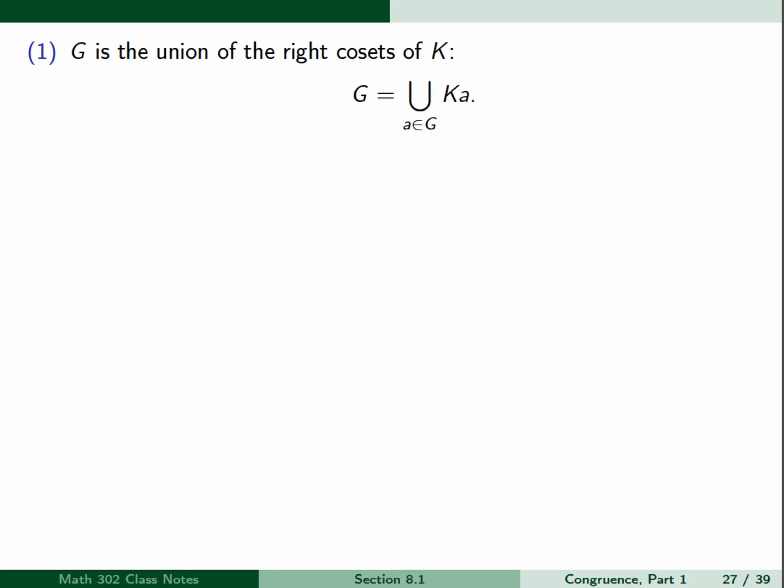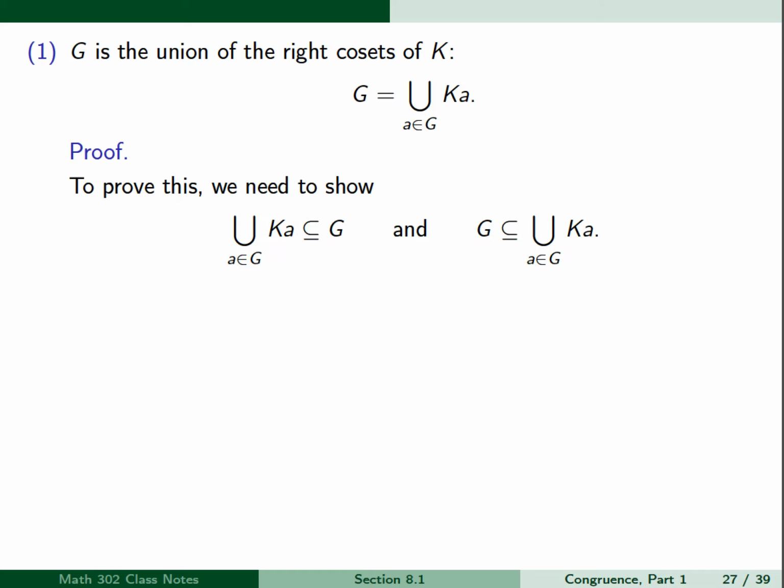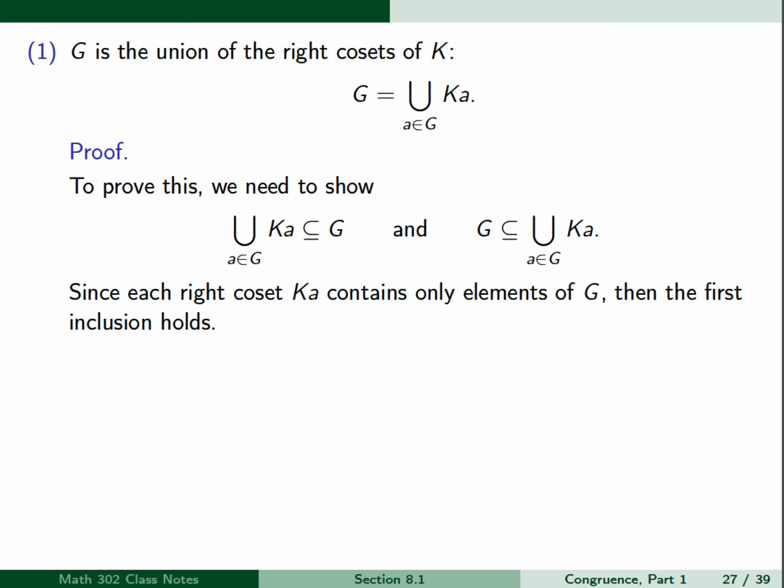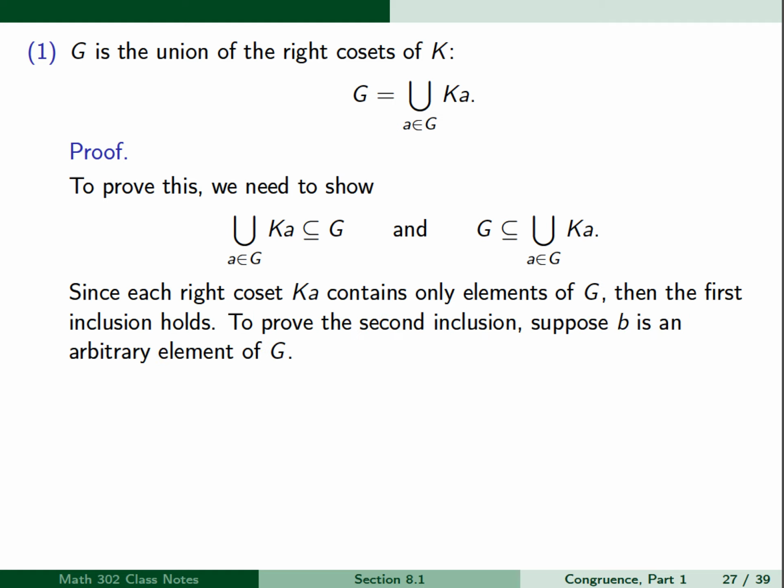So we'll prove these. First, for 1, we want to show that G is the union of the right cosets of K. To prove this, we need to show that the union is a subset of G, and G is a subset of the union. We have two sets that we're trying to prove equal, so the standard approach is to show that each is a subset of the other. Since each right coset Ka contains only elements of G, everything is happening in the group G, so the first inclusion holds. Each coset is a subset of G, so the union of all the cosets will be a subset of G. To prove the second inclusion, we'll suppose b is an arbitrary element of G.